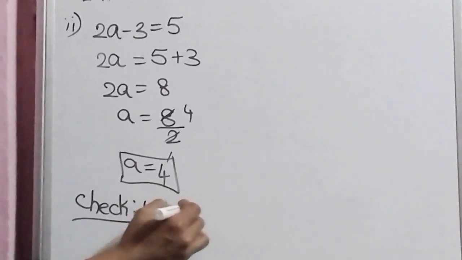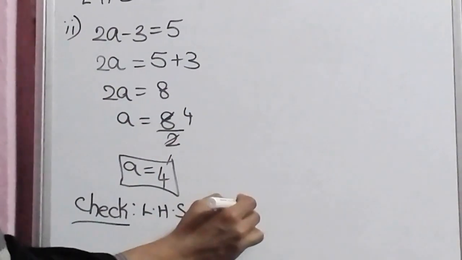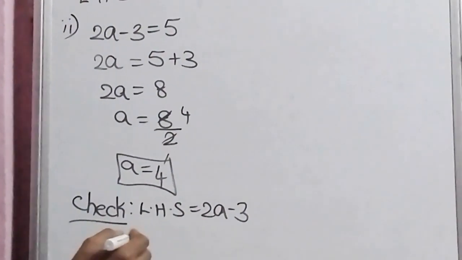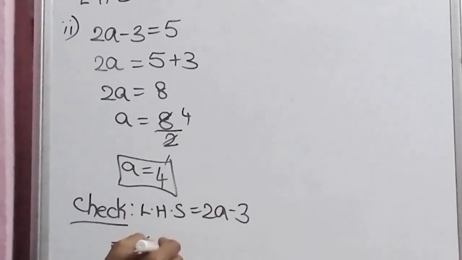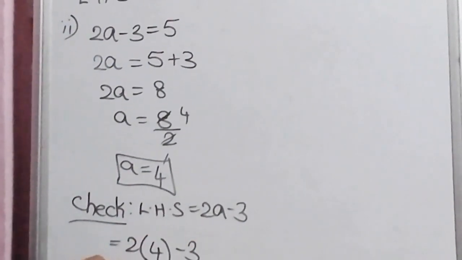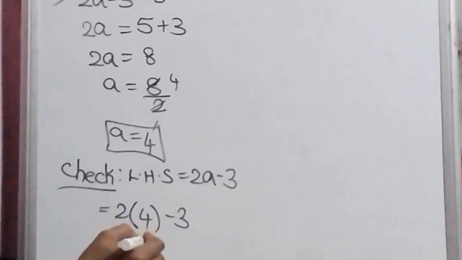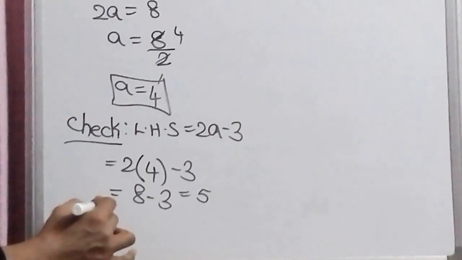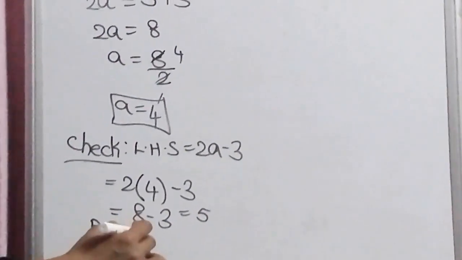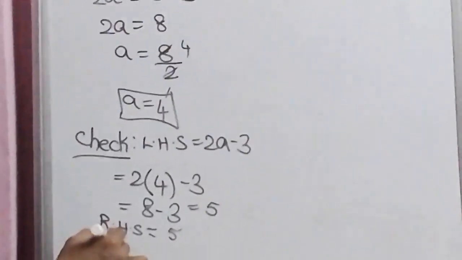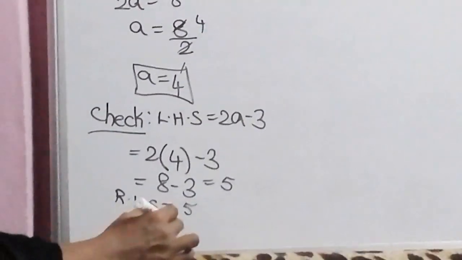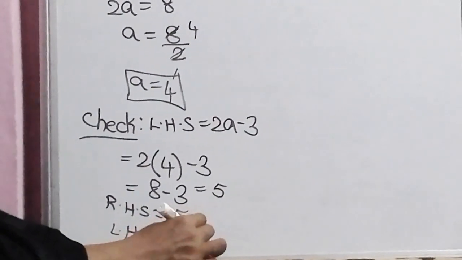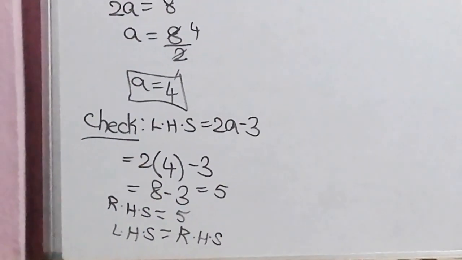LHS is 2a minus 3. This is equal to 2 into a. a is 4, minus 3. 2 fours are 8. 8 minus 3 is how much? 5. Now see what is there in RHS. In RHS you have 5 already. So LHS is equal to RHS. So the value what you found is correct.